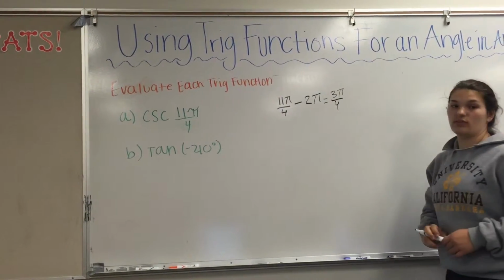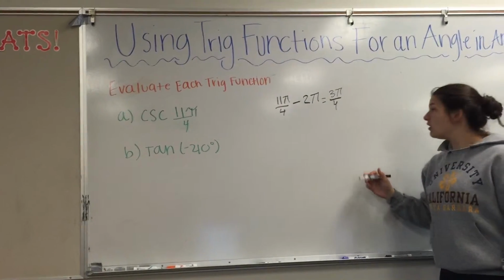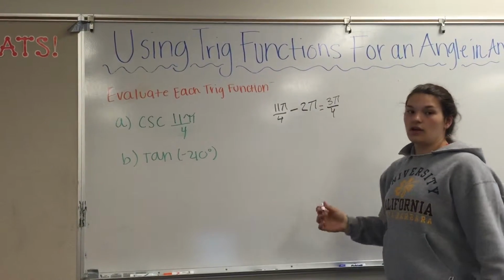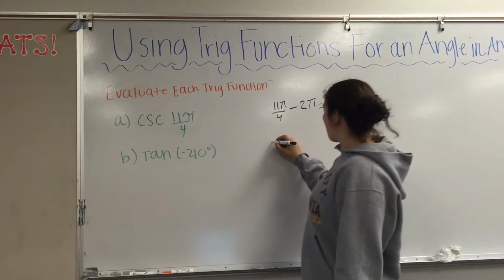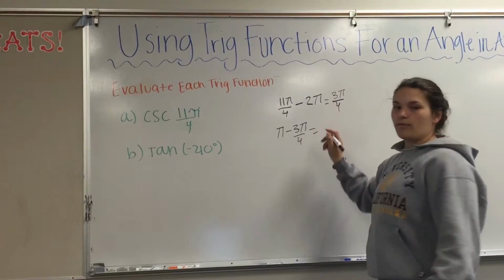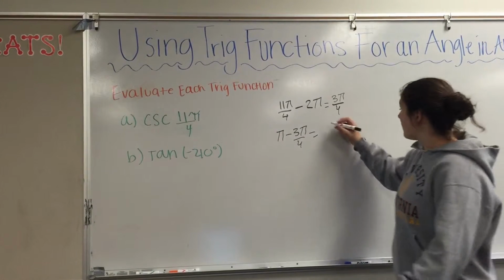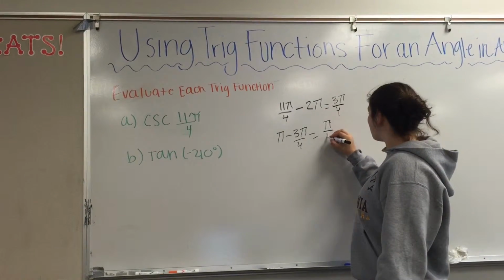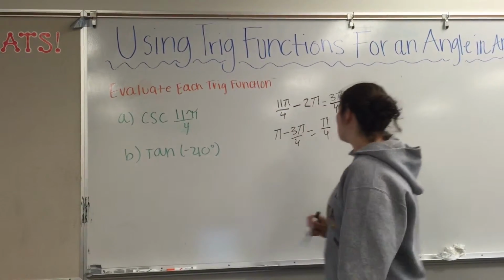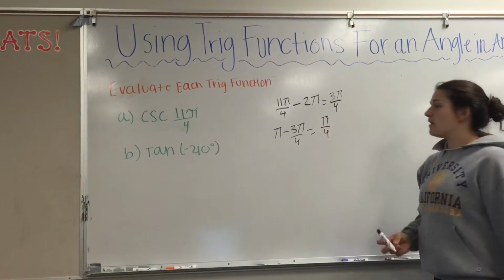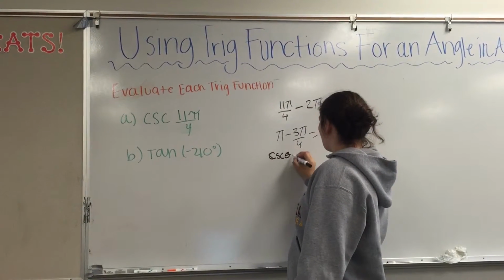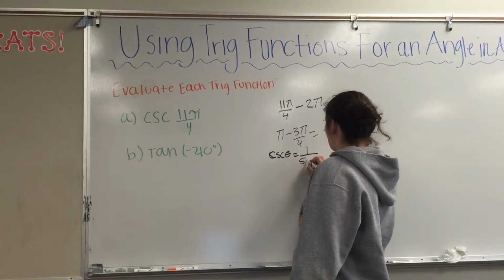Now that you have the coterminal angle, you have to find the reference angle. And to do that, since 3 pi over 4 is in the second quadrant, you're going to subtract 3 pi over 4 from pi, and that equals pi over 4. Since we're trying to find the cosecant of pi over 4, you know that the cosecant equals 1 over the sine.